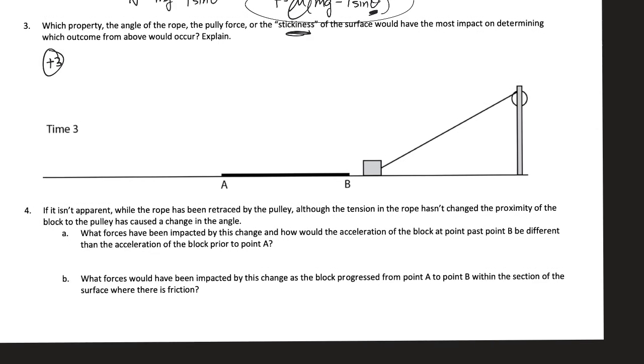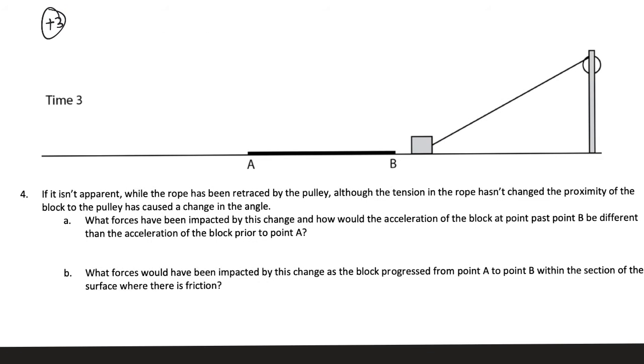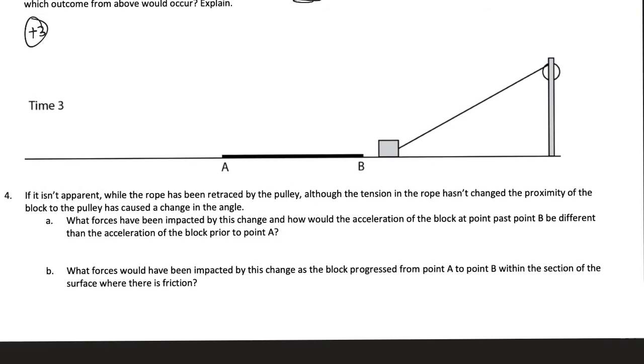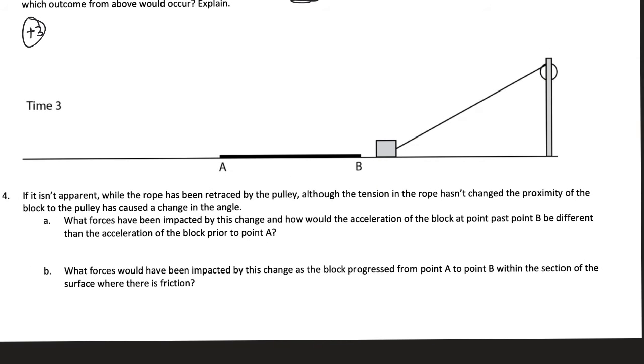If it isn't apparent, while the rope has been retracted by the pulley, although the tension of the rope hasn't changed, the proximity of the block to the pulley has caused a change in the angle. What forces have been impacted by this change, and how would the acceleration of the block at points past B be different than the acceleration of the block at point A? Past B is important because it's indicating that it's no longer on the rough surface, so we don't talk about friction. What would be impacted as the angle got bigger?